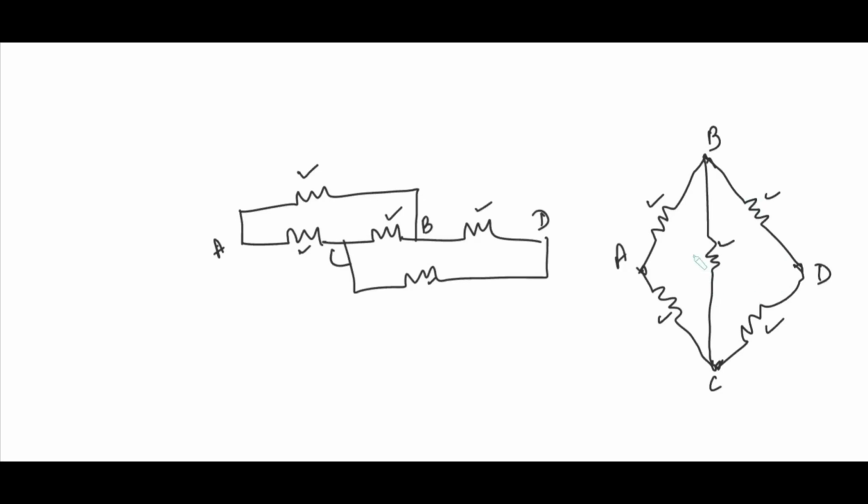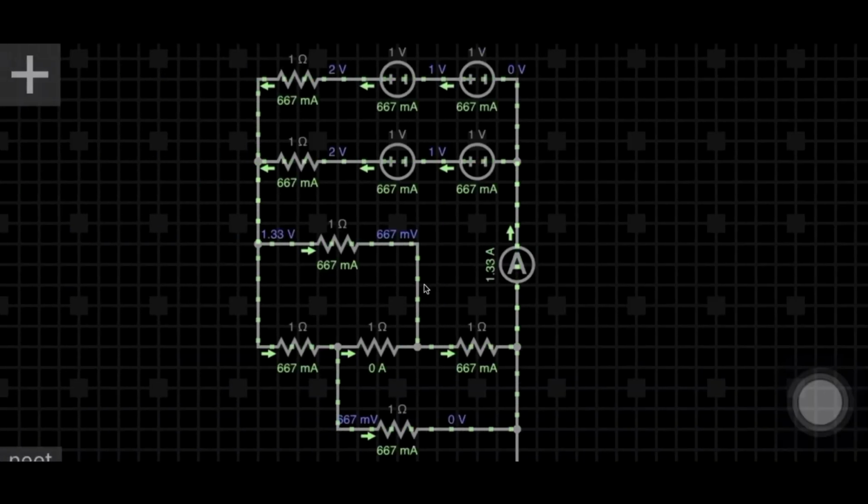So we know how to solve the Wheatstone bridge. There won't be current flowing through this resistor, so you can neglect it. You can easily calculate the resultant resistance, that will be 1 ohm. So this entire part will be reduced to 1 ohm, and these two voltage sources, the resultant will be 2 volt.